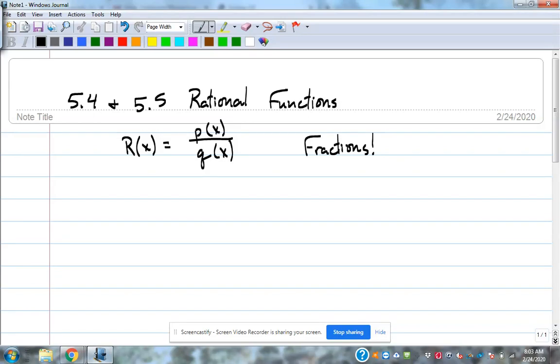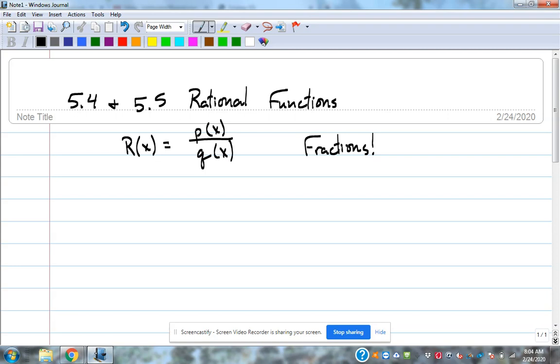All right, guys. Today we're going to pick up rational functions and talk about functions that are polynomials inside of fractions. The standard form of that is r of x is equal to p of x over q of x. So it's like two different polynomials, one on top and one on the bottom. We've got a lot of stuff that happens with these.